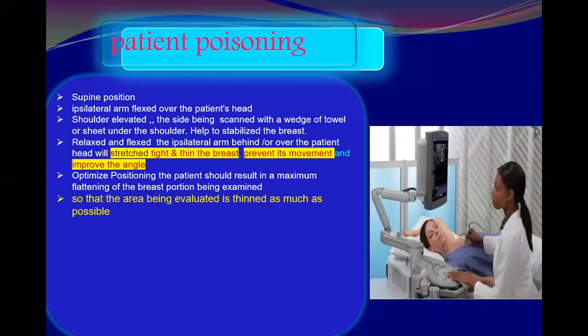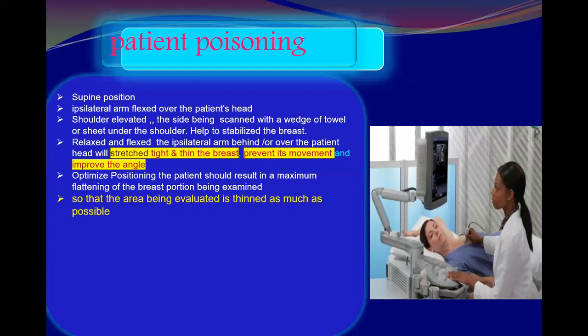So generally, for ultrasound breast, the patient is lying in a supine position with the ipsilateral arm fixed over the patient's head as seen in the photograph here, and the shoulder of the side being scanned elevated. You can raise the shoulder with a towel or sheet, and this will help to stabilize the breast.